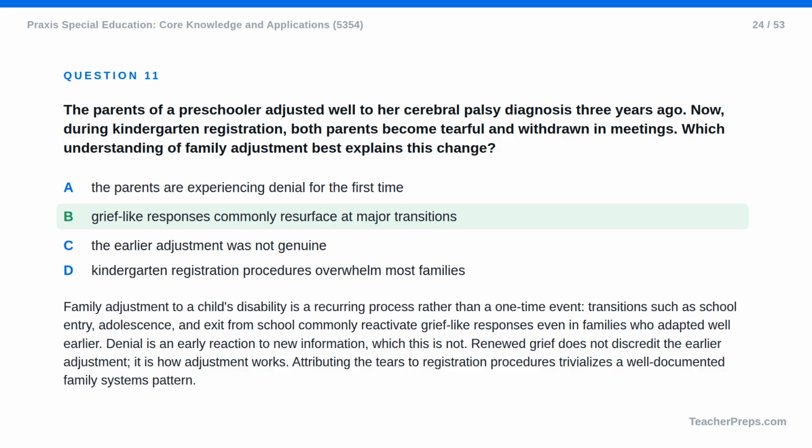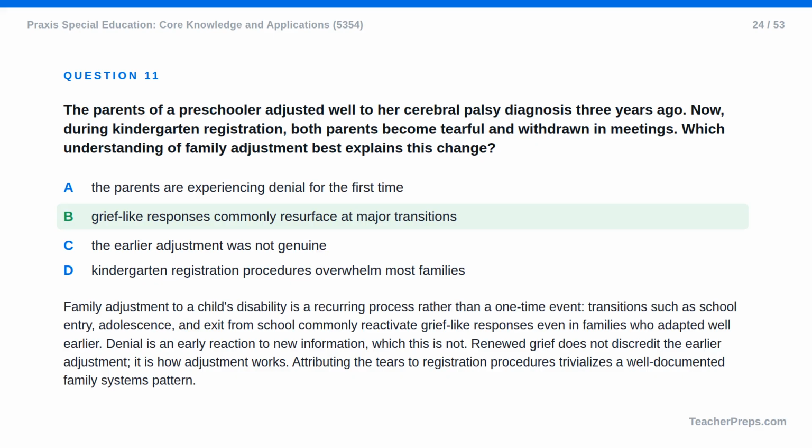Grief-like responses commonly resurface at major transitions. Family adjustment to a child's disability is a recurring process rather than a one-time event. Transitions such as school entry, adolescence, and exit from school commonly reactivate grief-like responses even in families who adapted well earlier. Denial is an early reaction to new information, which this is not.